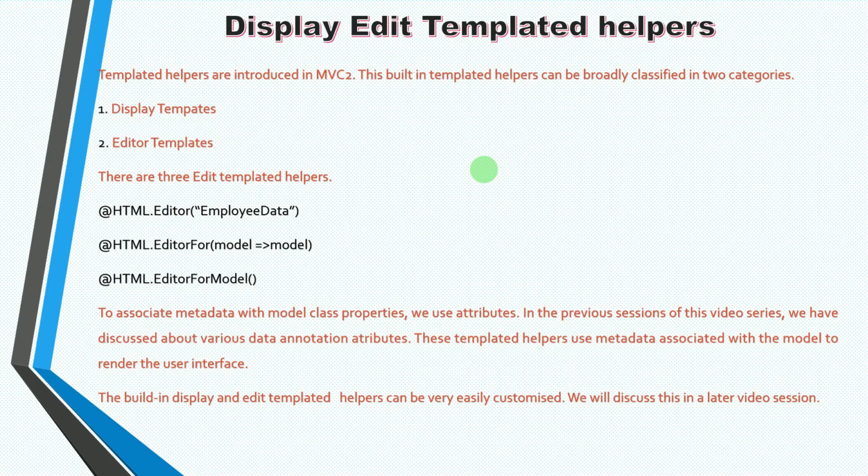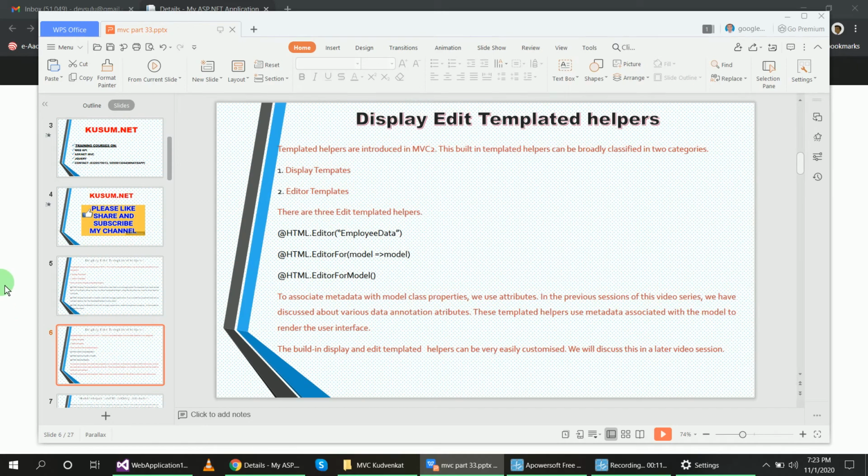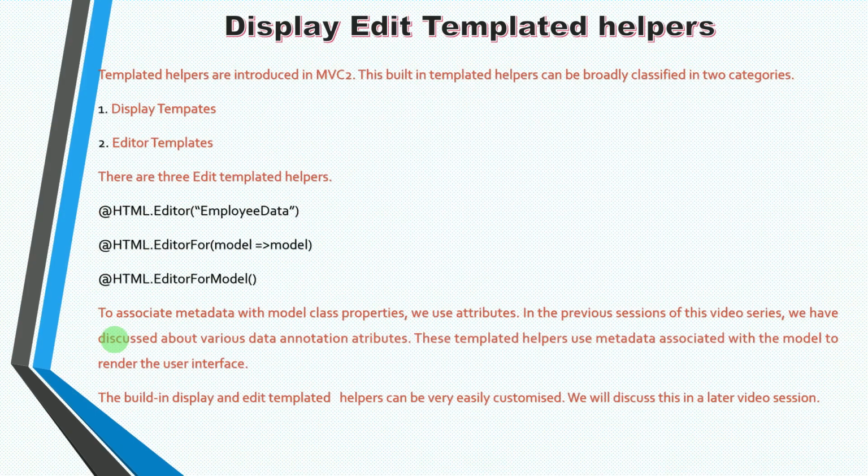There are three edit templated helpers: Html.Editor, Html.EditorFor, and Html.EditorForModel, same like display templates. To associate metadata with model class properties we use attributes. In the previous sessions of this video series we have discussed various data annotations attributes, means various attributes inside of this employee model class.